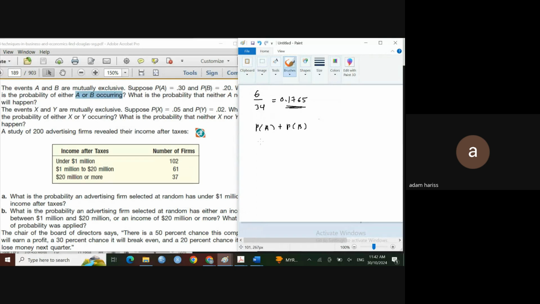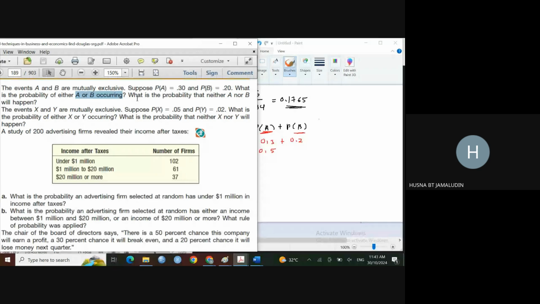A plus B. Yes. So you want to know either A or B. So the formula is A plus B. So your A is equal to 0.3, B equals 0.2. So what will you get? 0.5, right? Okay, so far so good? Okay. So, second question.